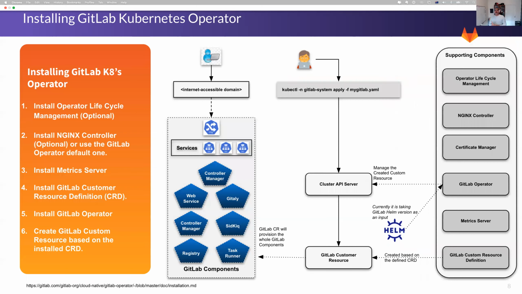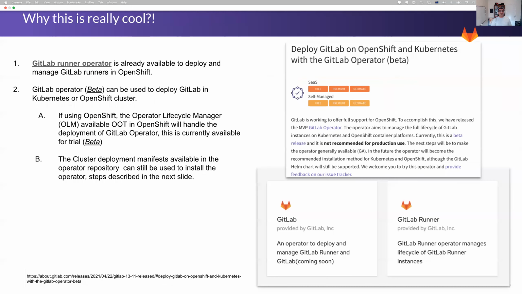Good. So what does it mean to deploy or install the GitLab Kubernetes operator? Before I go into the details, the GitLab runner operator is already available. The GitLab operator, which today is beta, depends on where you are installing it. The steps I'll show you in a second can be used to deploy that operator on any Kubernetes cluster, a vanilla one, or even if you are going directly against OpenShift.